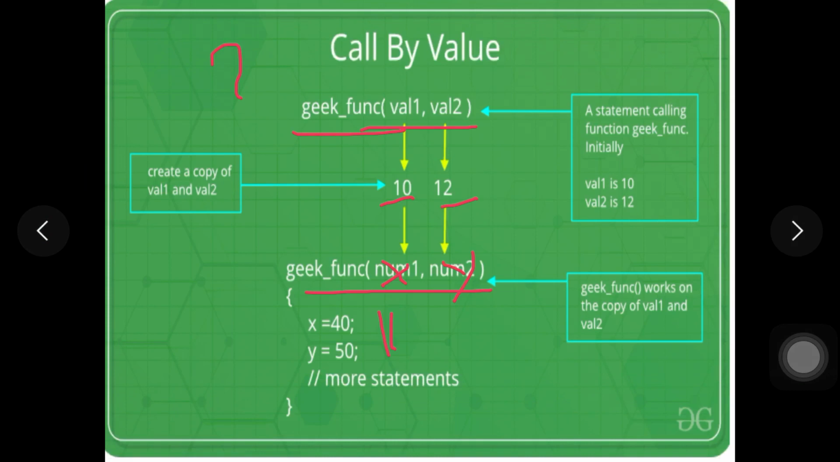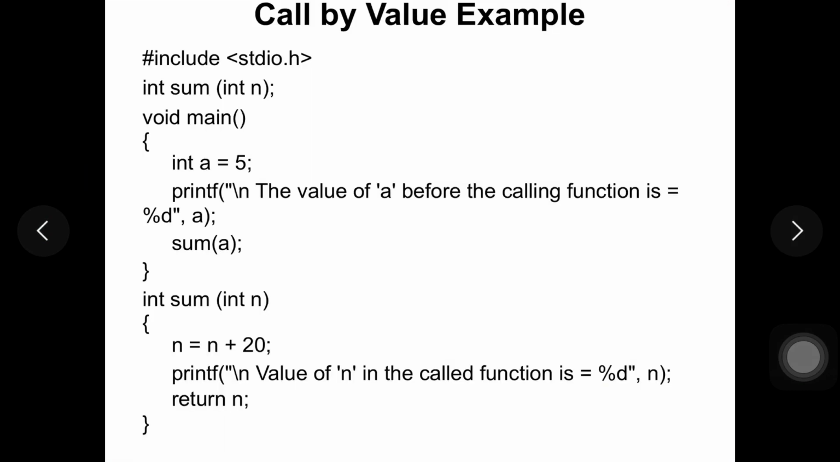Why does this happen, why are the changes not reflected in the main function? Because all the changes are made on the copy of the variables, which are formal variables and not the actual ones. So whatever changes you make to formal variables will not affect the actual variables in the call by value mechanism. So this is call by value, and we'll consider one example here.